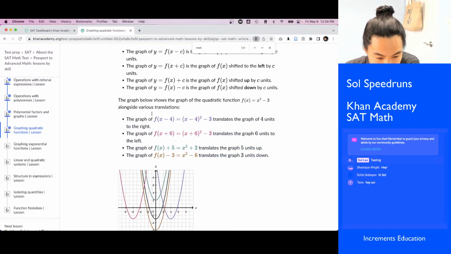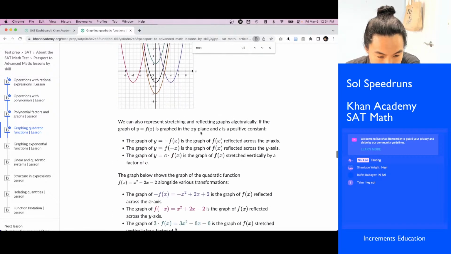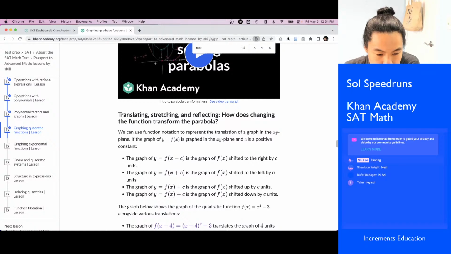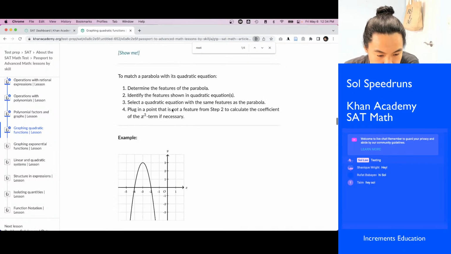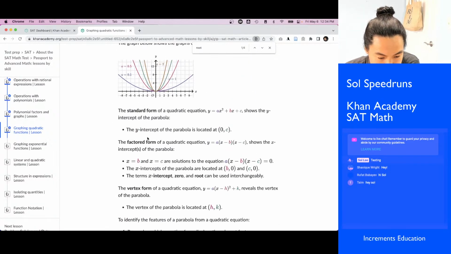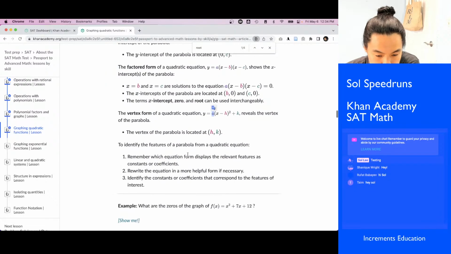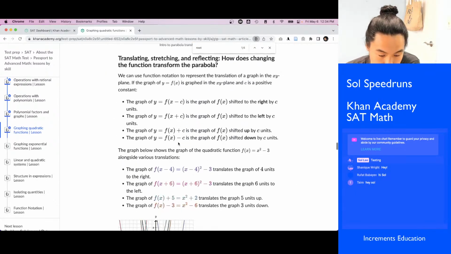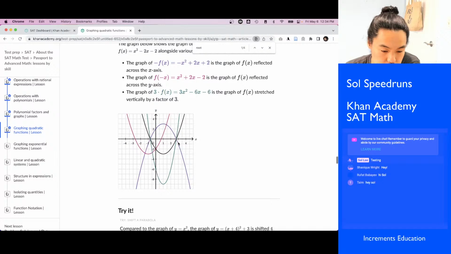But where's the shape? You can put the stretching if you use that third form, not the standard form. If you use the vertex form, that A is the easiest way to stretch a parabola visually.